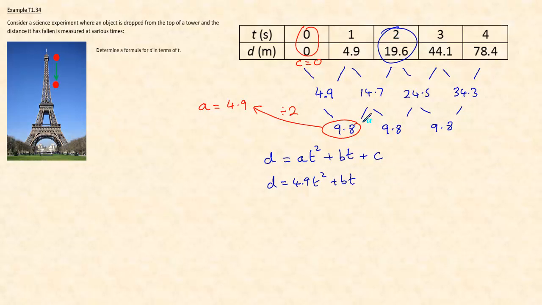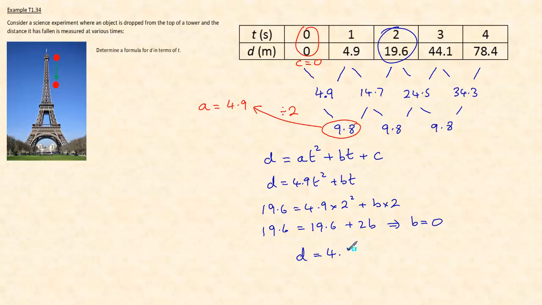Now just use another value. So d is 19.6 when t is 2. So 19.6 is equal to 4.9 times 2 squared plus b times 2. 19.6 equals 4.9 times 4 is 19.6, and that tells me that b is equal to 0. So I just have that d is equal to 4.9 t squared.